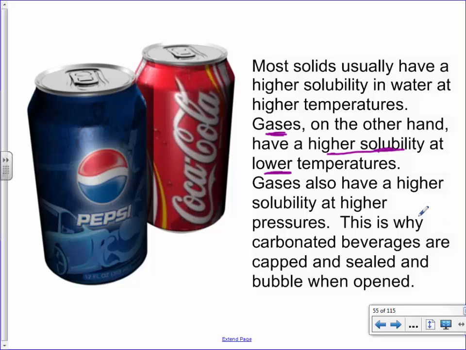Okay. The other thing about gases is if you give them high pressure, that also makes them more soluble. So this is why your pop has to be capped and sealed, because when you open the cap and you hear it go tss, and it fizzes, you're releasing pressure, and a lot of the gases that were dissolved inside the pop are all bubbling off and escaping. Does that make sense? Because we actually make our pop overly saturated. There's so many bubbles shoved inside that they're waiting to burst at the seams and escape.